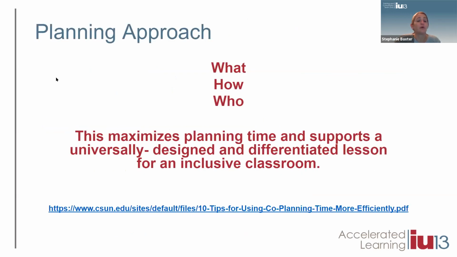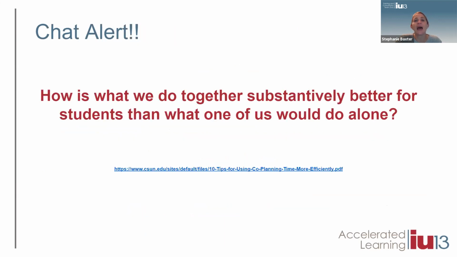So with that planning approach, you want to look at the what, the how, and the who, because this maximizes our planning time and supports the universally designed and differentiated lesson for an inclusive classroom. I wish we had time for my chat alert, but we kind of already answered part of it. How is what we do together substantially better for students than what one of us would do alone? Maybe you can just throw that answer into your My Learning Plan or your Frontline evaluation as one of your takeaways. Just do that for me because that'll save us time and then you don't have to put that in the chat now.